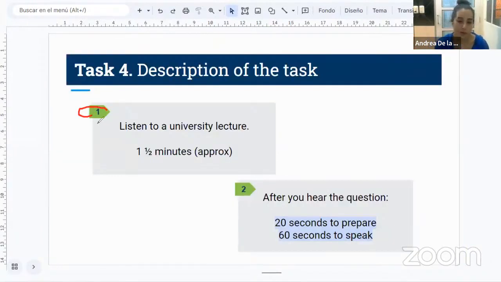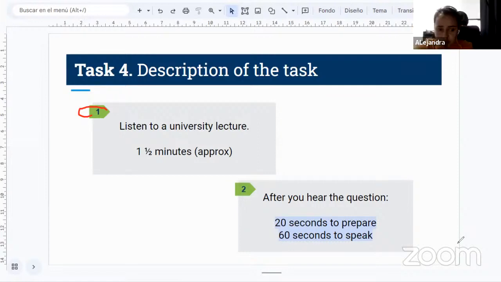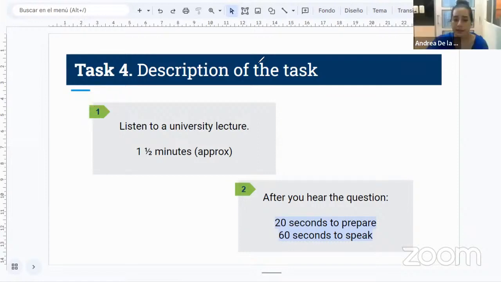Can anyone please remind me what a lecture is? What's a lecture? A class. Exactly. So a lecture is a class. So when I say that you have to listen to a university lecture, I don't mean anything but a class. This lecture is usually approximately 2 minutes long. So it could be 1.5, it could be 2, and it could be 2.5. It depends. Different every time.